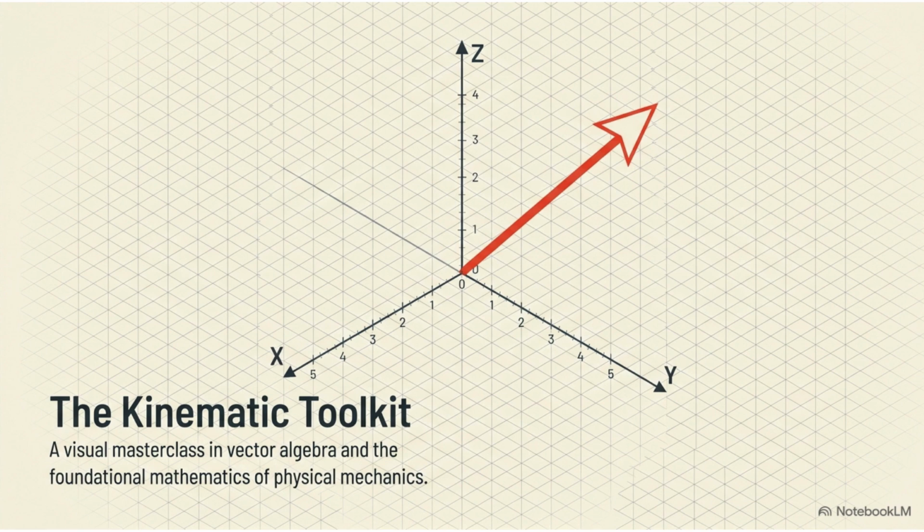The coordinate axes, x, y, and z, allow us to describe motion in three-dimensional space. Mechanics is the science of motion, and vectors are the language used to describe motion.